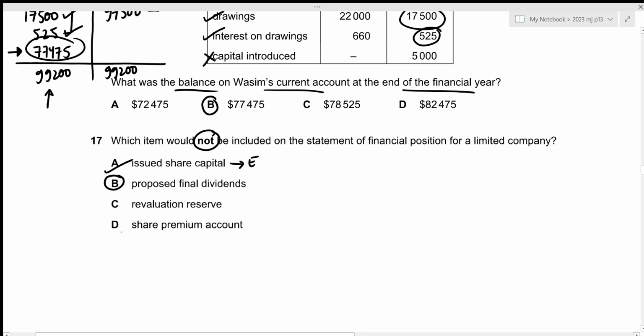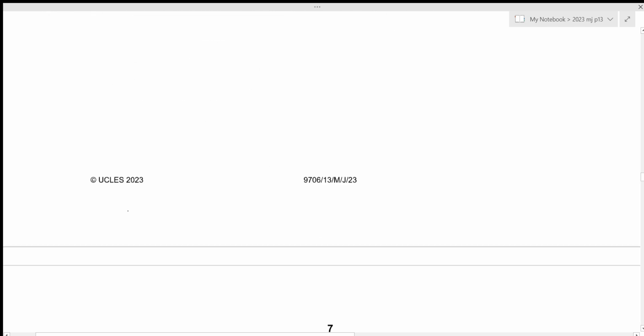Let's have a look at the remaining options as well. We have revaluation reserve, which is also part of the equity, which will be recorded. Then the share premium account is also a reserve, which will be part of the equity. Let's move towards the 18th question.